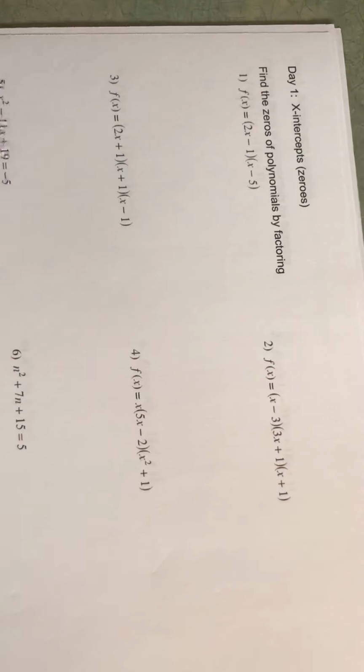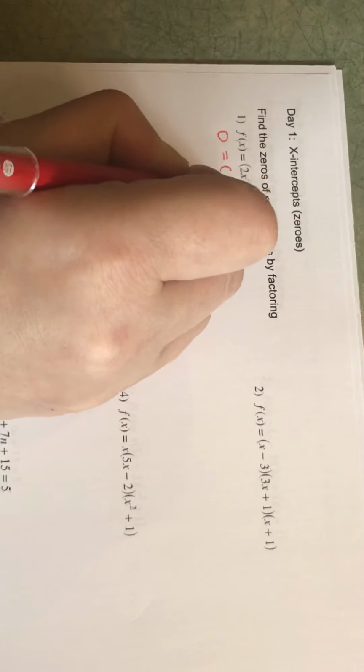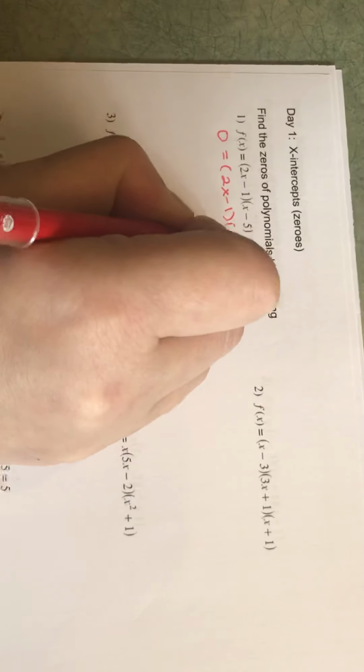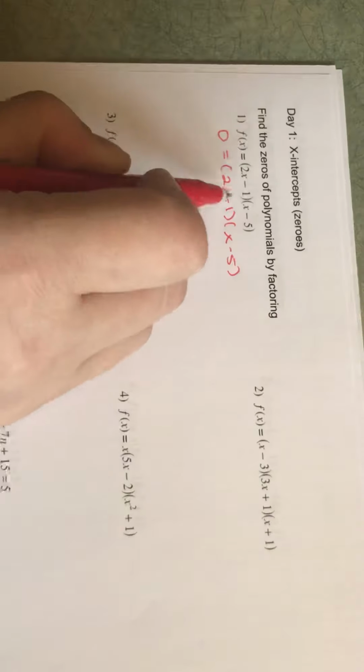In this one, we are reviewing factoring and finding zeros. So first of all, remember that the zeros are, if this whole thing is 0, what would x have to be to make this true?